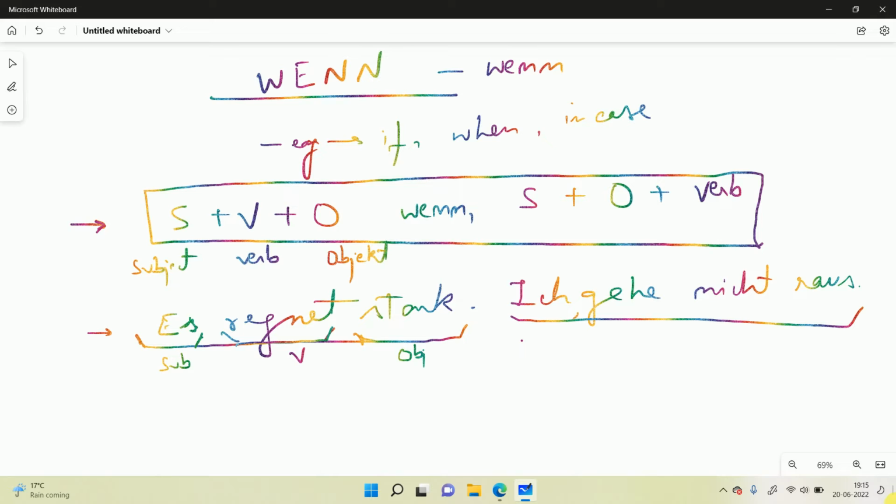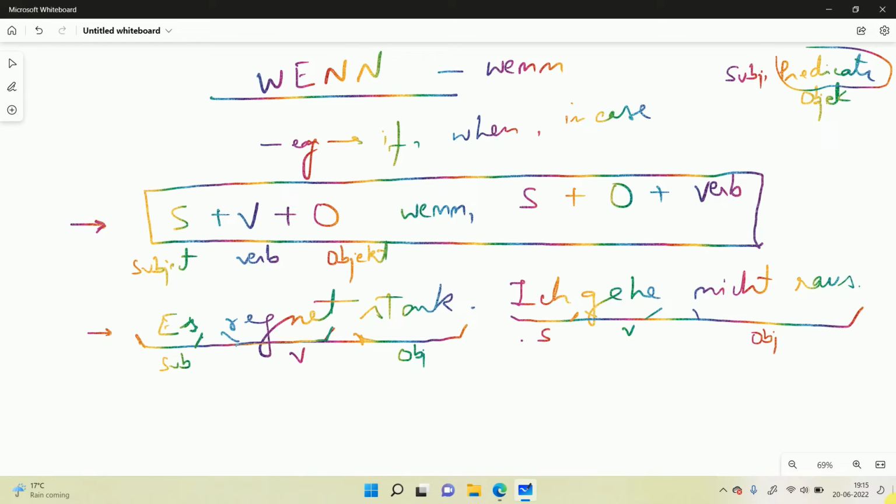What is the Ish subject? Ish is the subject. Karthik, can you try? What should be the verb here? Gehe, right. And then nicht raus, you can call it the object. Just remember, normally we used to have subject and predicate, no? So you can consider the object as the predicate also here. Anything which is left over, you can call it the predicate.